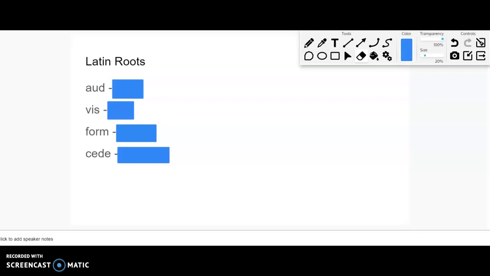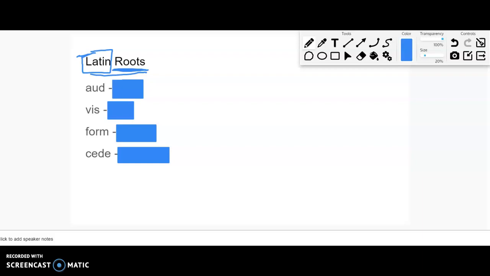All right, for this lesson, we are going to be taking a look at some more Latin root words. So Latin is a language that some words in English come from. And remember, if we understand some of their roots, it can help us understand some of the words in English since they come from Latin.